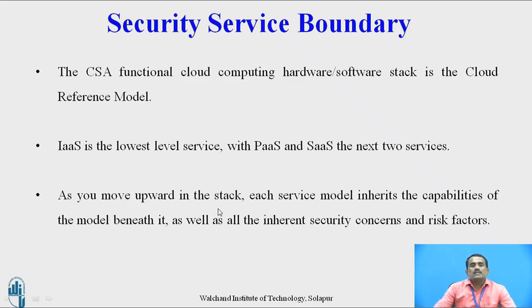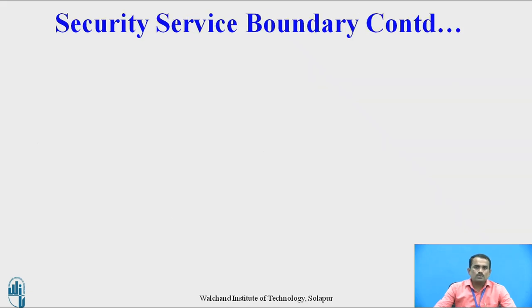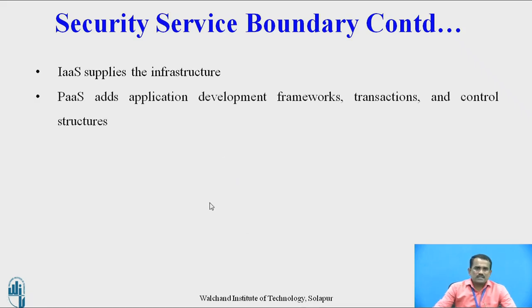As you move upward in the stack, each service model inherits the capabilities of the model beneath it, as well as all inherent security concerns and risk factors we have to take into account. Security boundary: IaaS, infrastructure as a service, supplies the infrastructure to users however they want it. Based on their requirements, users can use it and then maintain the security also. PaaS, platform as a service, adds application development frameworks and transactions and control structure to the platform.